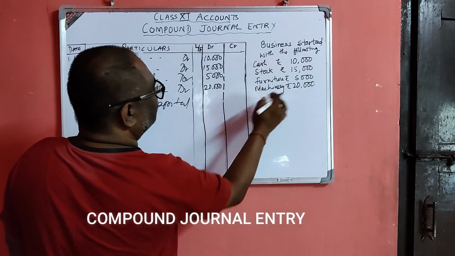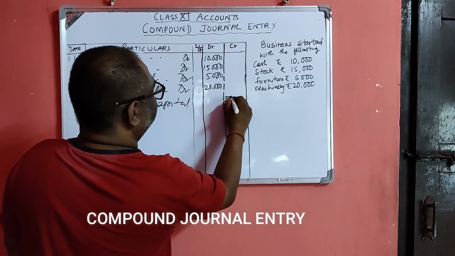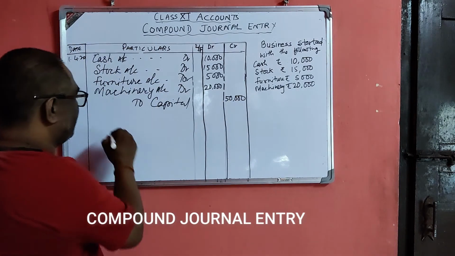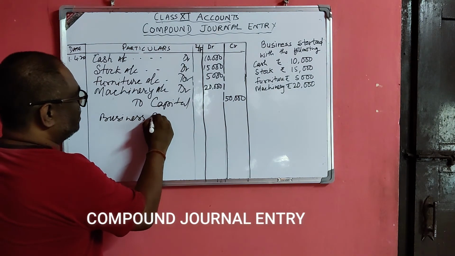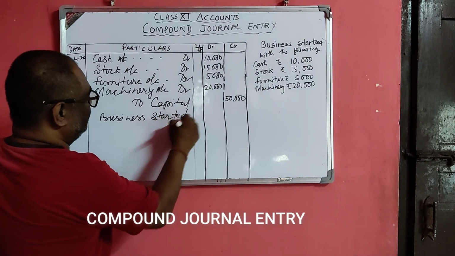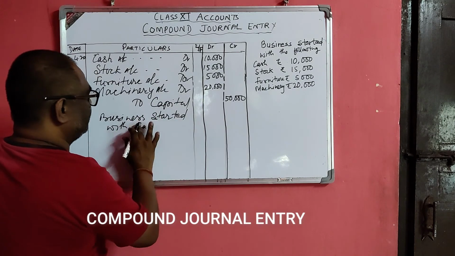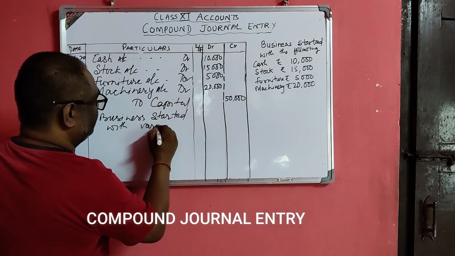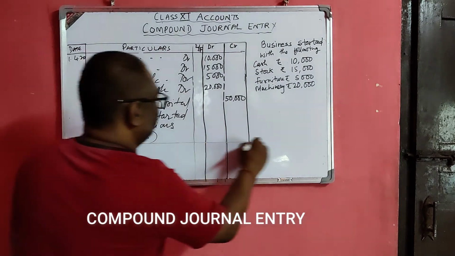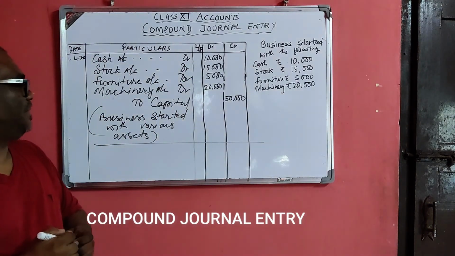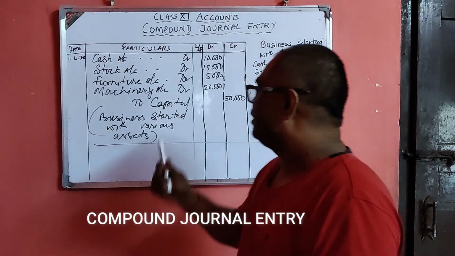20, 30, 40, 50,000. So business started with various assets. You can also add the name of the asset: business starting with cash, stock, machinery, furniture.